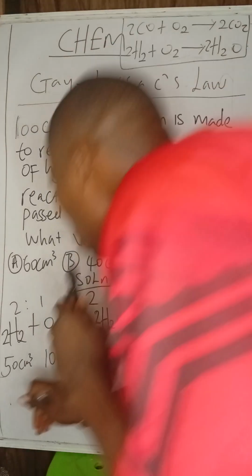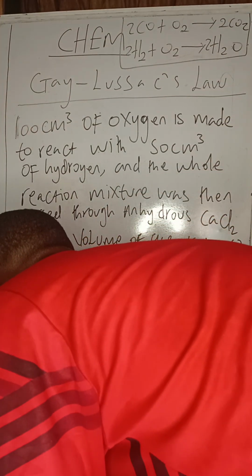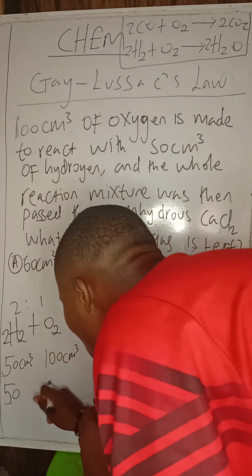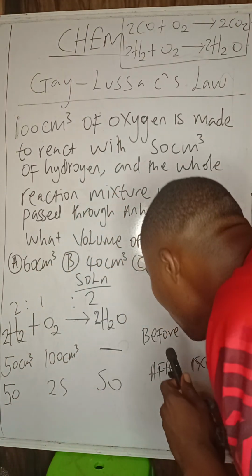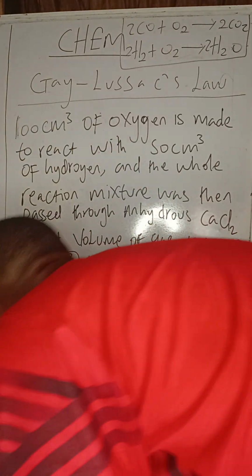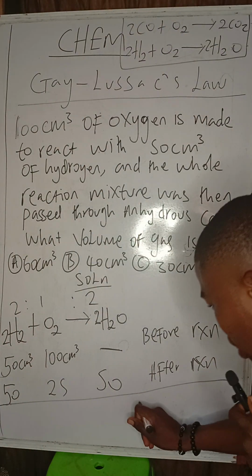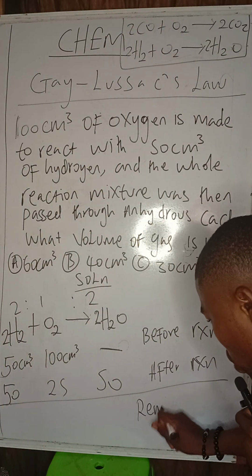So now let's quickly go. If you take 50 as a standard because it is limited, we are going to require 25. With the ratio 2:1:2, we are also going to produce another 50. So we're going to draw the line like that, and say this is the remaining gas or residual gas.